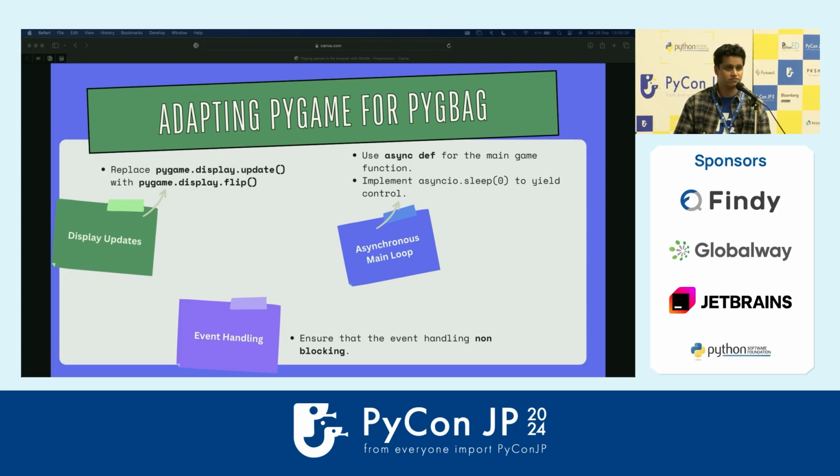So the important thing is how we adapt from Pygame to PyGBag. So the first thing is we have to replace the display.update function with display.flip, which Manoj already talked about. The key principle is that update is way slower when it goes to the web context, and flip swaps your entire display, and it's often very fast and reliable in those web environments.